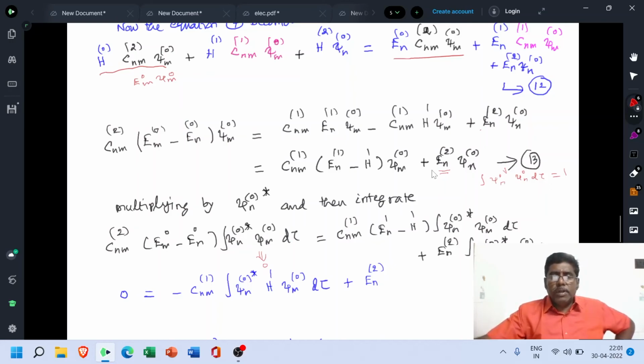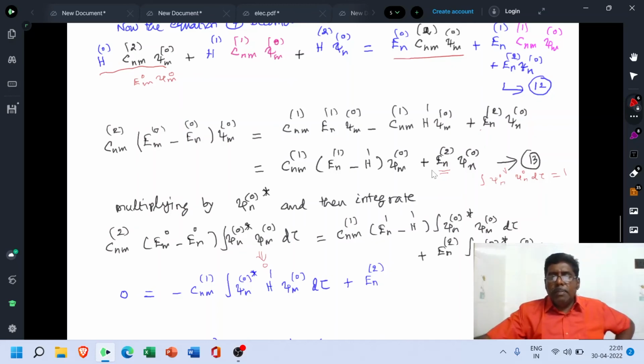0 equal to, say, minus Cnm of 1 times En1 into psi n0 star psi m0 d tau equal to 0. But minus H1, this is an operator, so we have to write minus Cnm psi n0 star H1. H1 should be introduced in the middle because we have to write this in matrix form. Psi n0 star H1 psi m0 d tau plus En2.